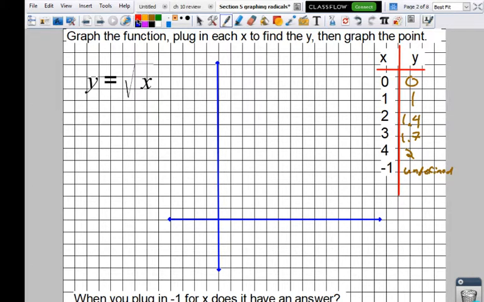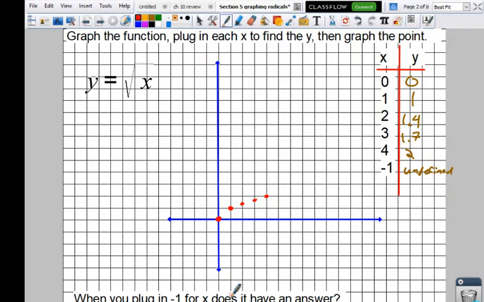Okay, we are going to graph this table we just made. So I have 0, 0, right? I'm going to put a dot at 0, 0. I'm going to put a dot at 1, 1. Then I have 2, 1.4, 3, 1.7, 4, 2. So I've got my dots, and I need to connect my dots.